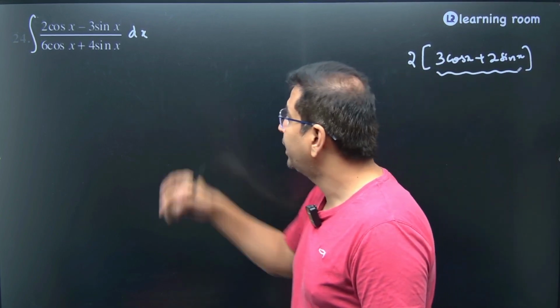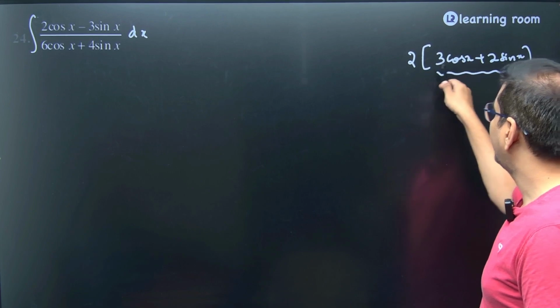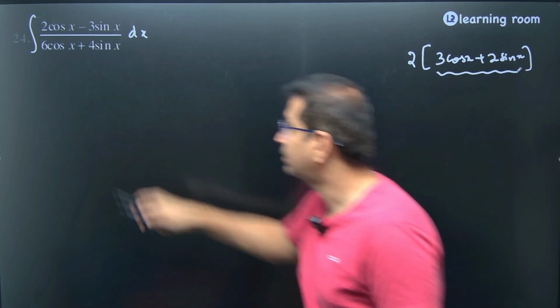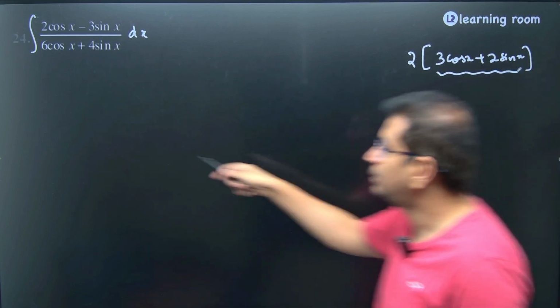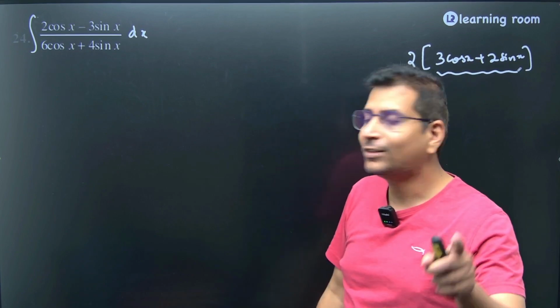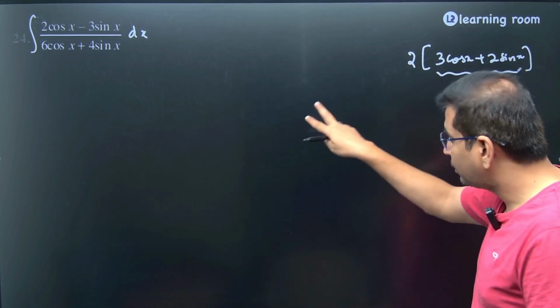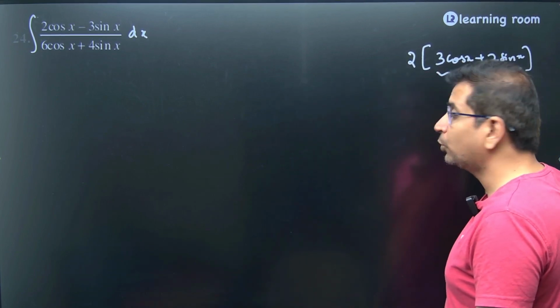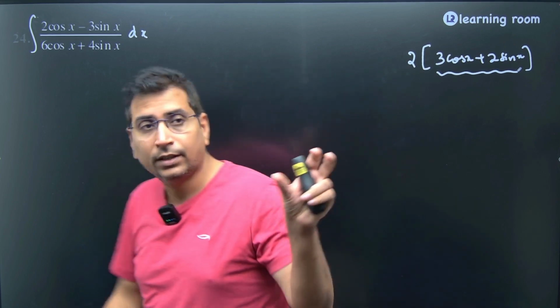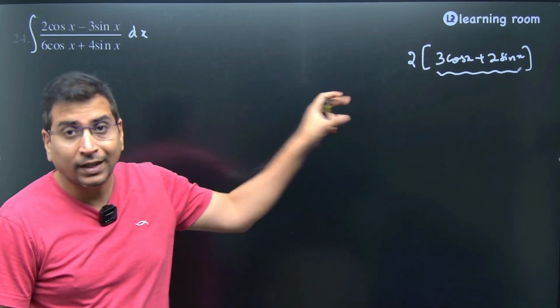Now if I substitute this 3 cos x plus 2 sin x as t, then the numerator is the derivative: the derivative of 3 cos x is minus 3 sin x, and the derivative of 2 sin x is 2 cos x. So that clearly tells you that in the denominator you first take the 2 outside and then substitute the function that you have inside after taking 2 common as t.